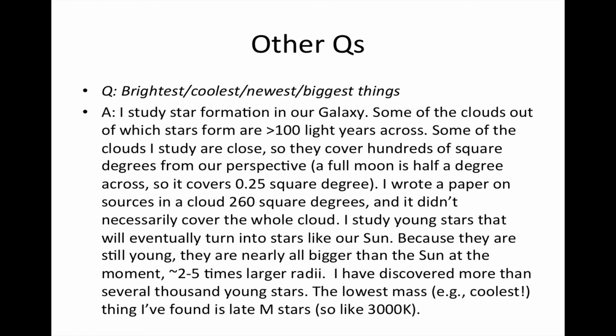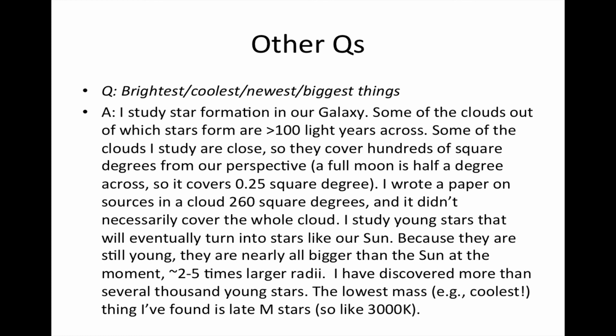For context, the moon is about a quarter square degree. So I'm studying a cloud that covers a huge fraction of the sky. But my paper that covers 260 square degrees didn't really cover that whole cloud. We had to omit parts of it because it was just too big.